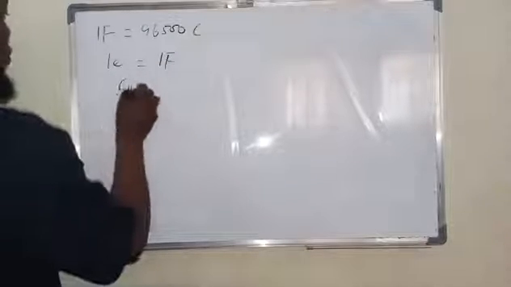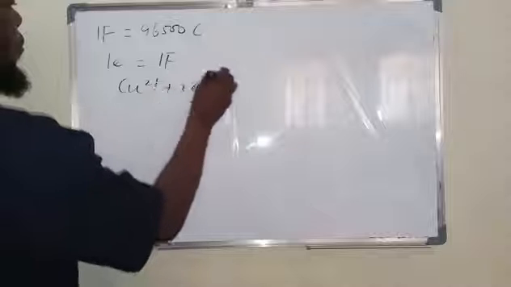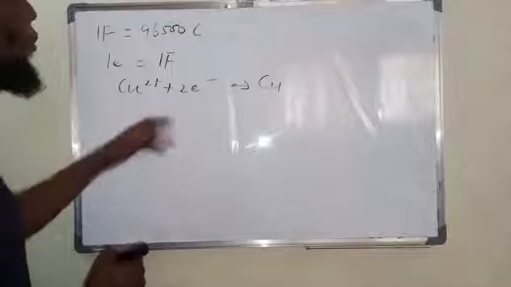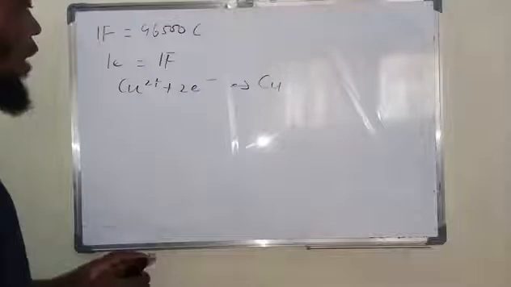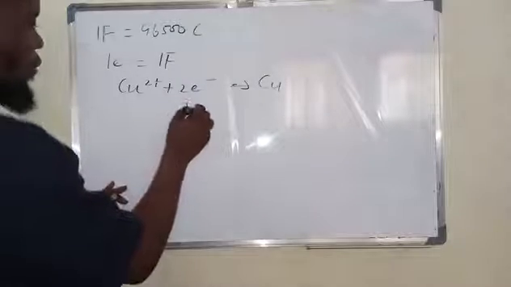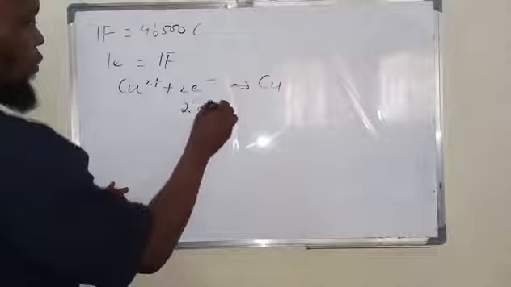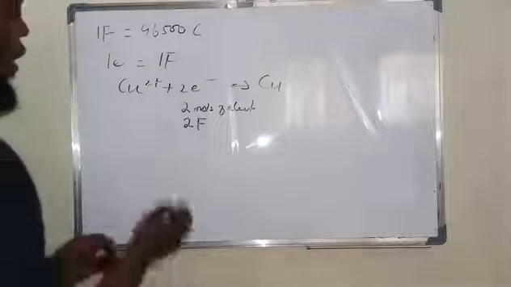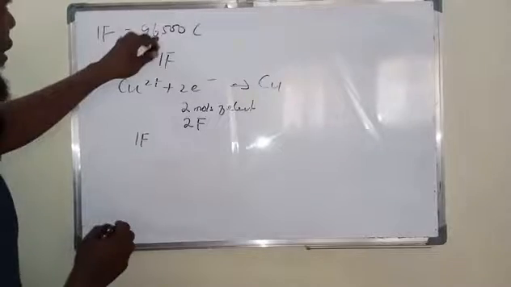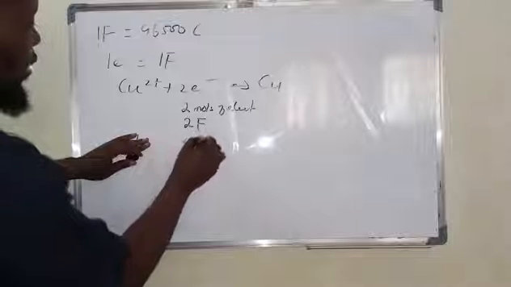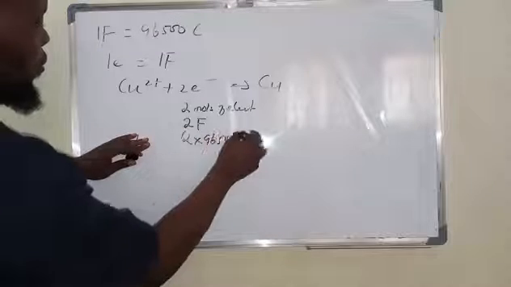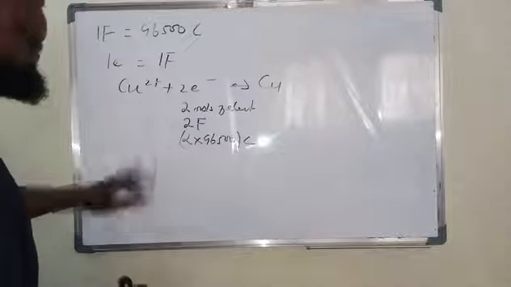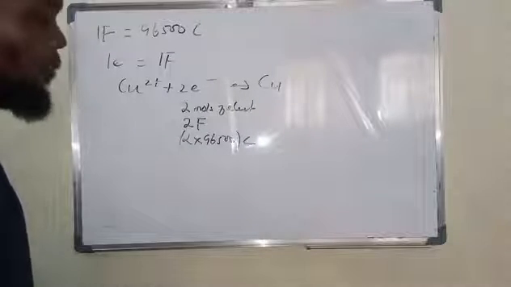So if, for instance, in this equation, in the formation of 1 mole of copper from the copper 2 ion, 2 moles of electrons are required. So this implies that you have 2 moles of electrons required. In terms of Faraday, it is 2 Faradays. And 1 Faraday is 96500, meaning 2 multiplied by 96500 coulombs is required. So let's take note of that.